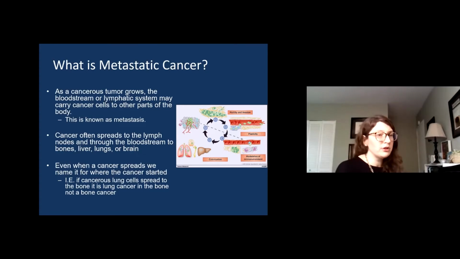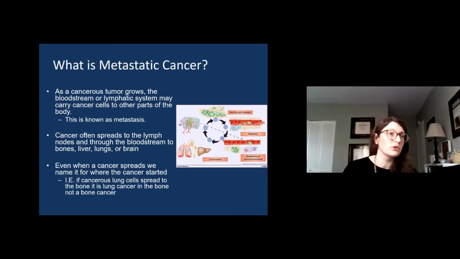When these cells break away and deposit, they are still called the cancer of the organ in which they started. So if a cancerous lung cell spreads to bone, we still call it a lung cancer in the bone. We don't call it a bone cancer.